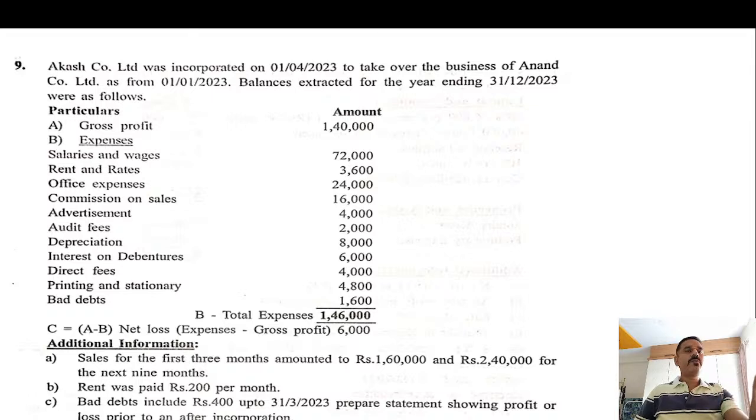Then rent was paid at rupees 200 per month. Here rent and taxes of 3,600 are given. In that, rent is given separately and tax you have to separate. After that you have to make prior period and after period rent and taxes. Then bad debts include 400 up to 31/3/2023. So prior period bad debts is 400 and the remaining will be after period only. Prepare a statement showing profit or loss prior to and after incorporation.